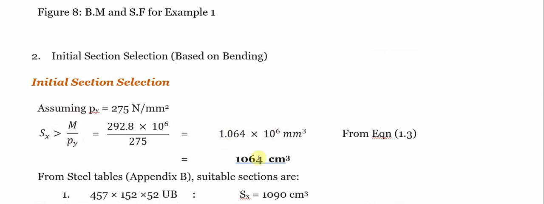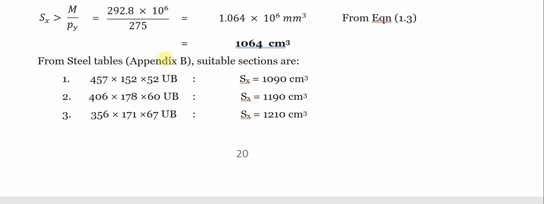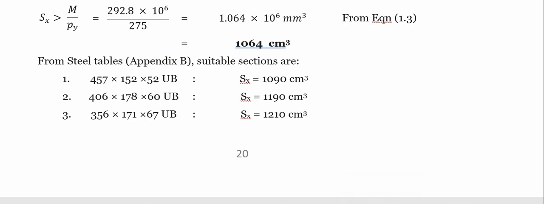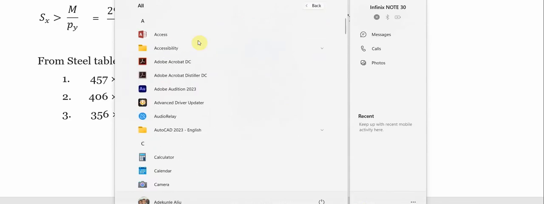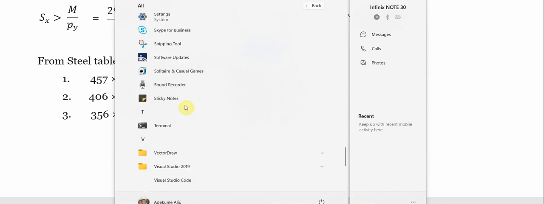Now when we get this, it is the one that will serve as a basis for us to know which member to select from all the numerous members in the steel table. For this particular one, we have three members that are closer to this range. Let me quickly see if I can show you the steel table so that you understand what I mean.